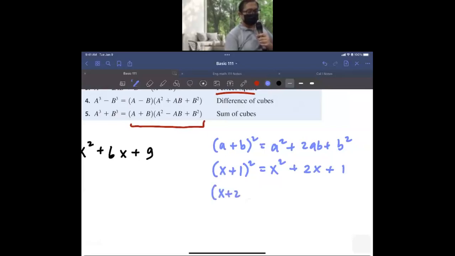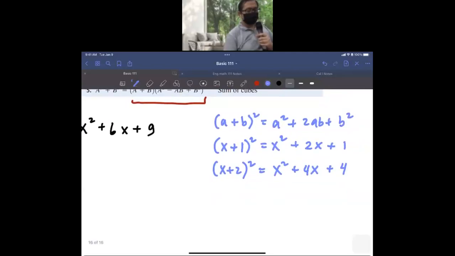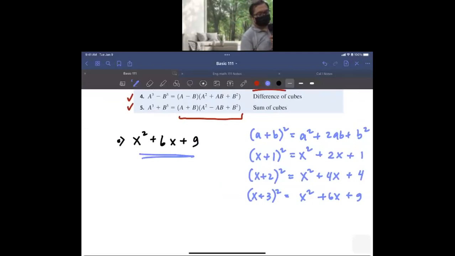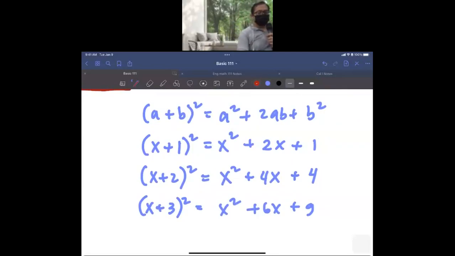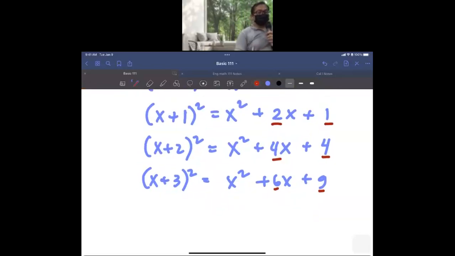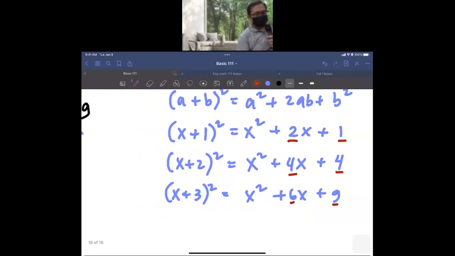Let me go through another one. x plus 2 squared is x squared plus 4x plus 4. And if we go through x squared plus 6x plus 9, accidentally, this is our equation here. But what I want to show you is that this is 2, this is 1, this is 4, this is 4, this is 6, this is 9. How can we make sense of it, and how can we connect this with this one?